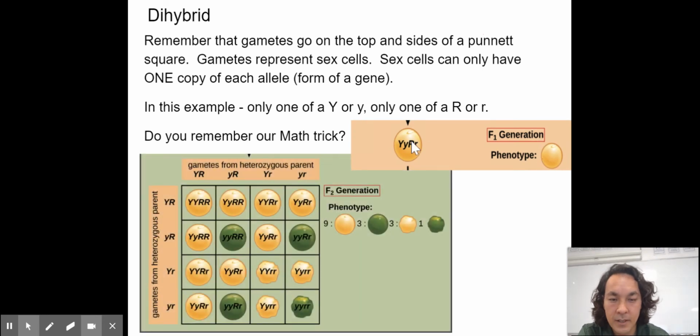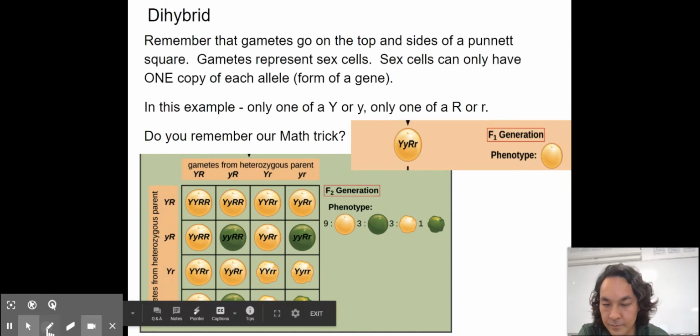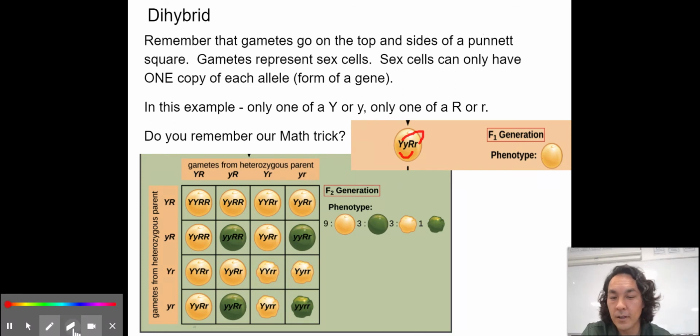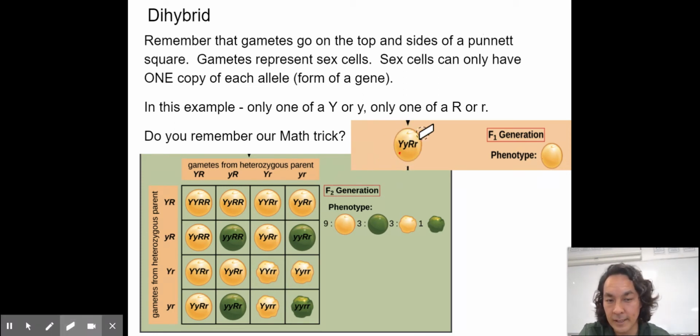And here it is. We're going to take first, so big Y, big R, outer, big Y, little r, right here, inner, little y, big R, and last, little y, little r. So they did it in a slightly different order, but it doesn't matter which order you put it in. But the FOIL will help us to get all those possible gametes.